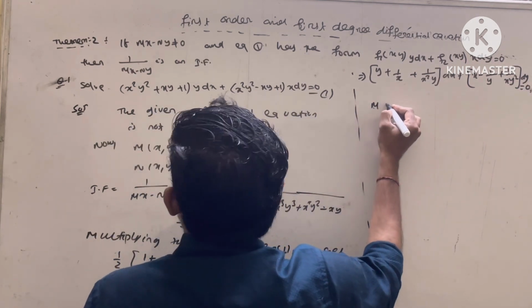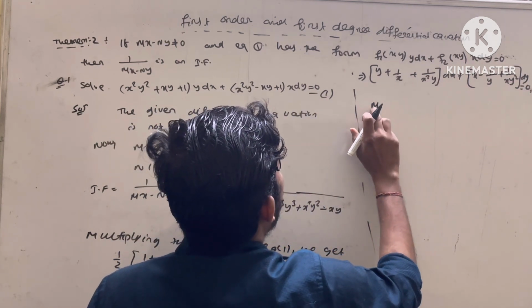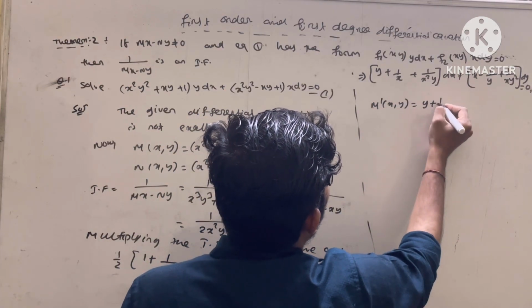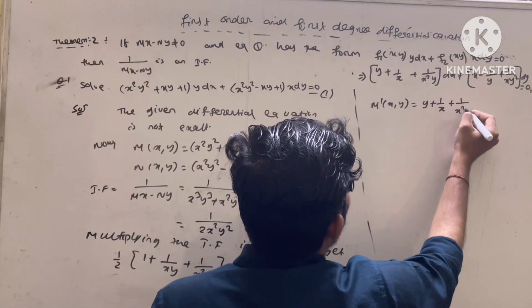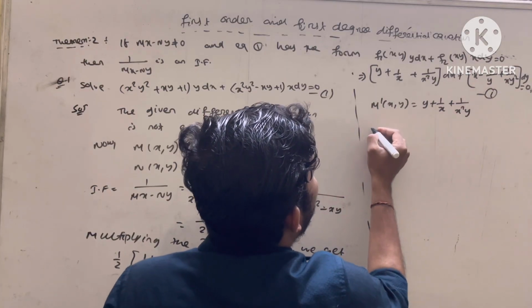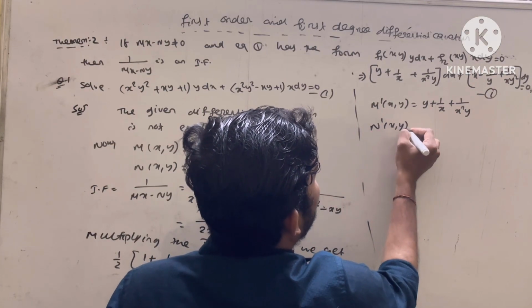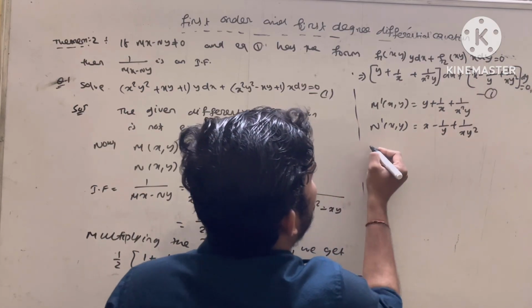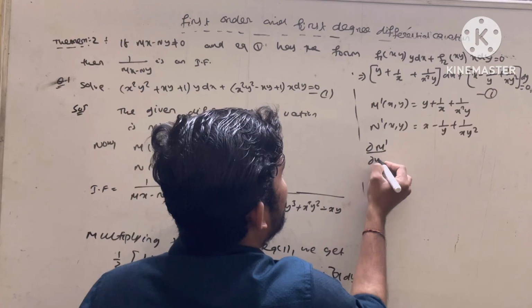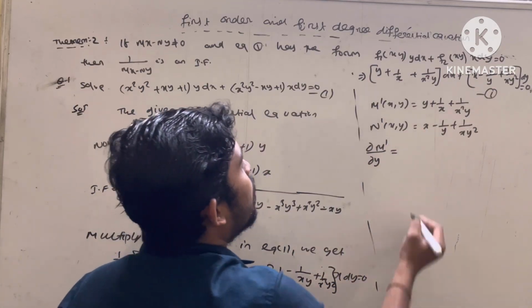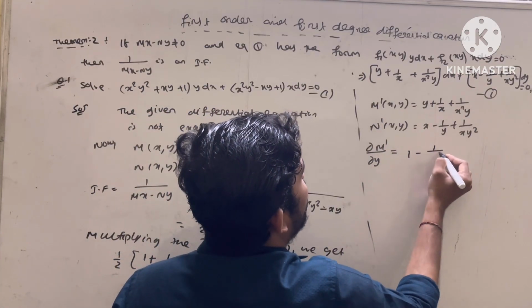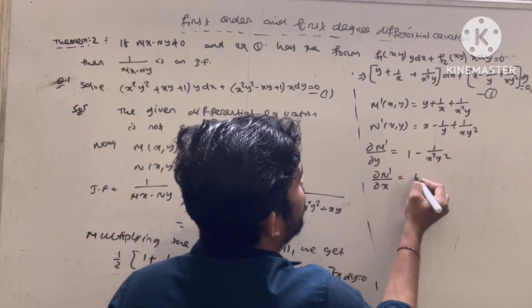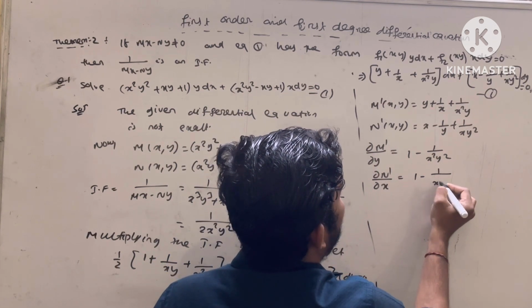So now I have to check this one. M dash of xy is what? y plus 1 by x plus 1 by x square y. And N dash of xy is what? x minus 1 by y plus 1 by xy square. So del M dash by del y is what? 1 minus 1 by x square y square. Similarly, del N dash by del x is what? 1 minus 1 by x square y square.